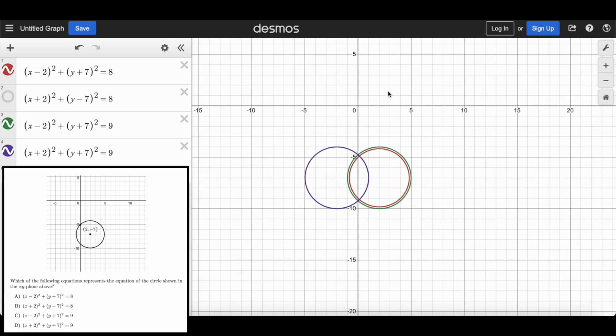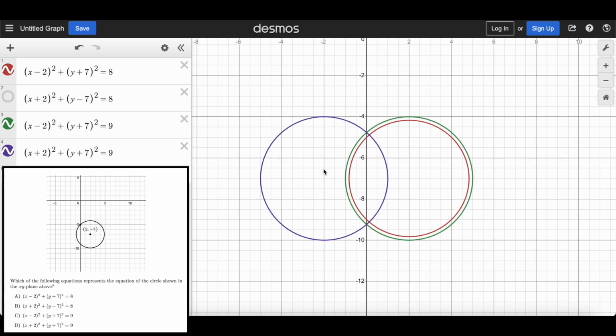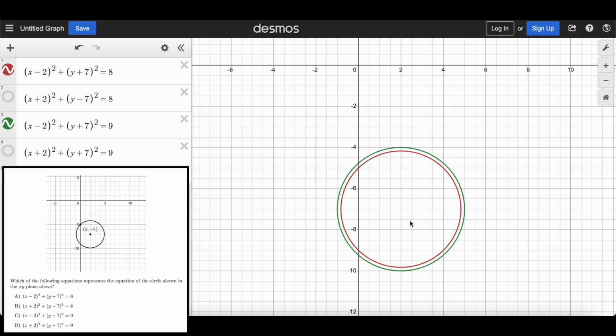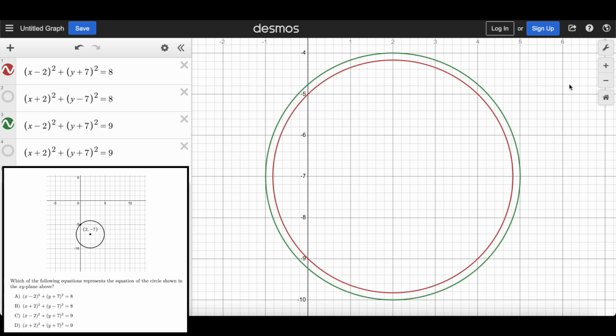And same with option D. If we look at the graph that we were provided, the center is going to be somewhere here. So this would be correct. And now we have to find which of these 2 would be the right answer.